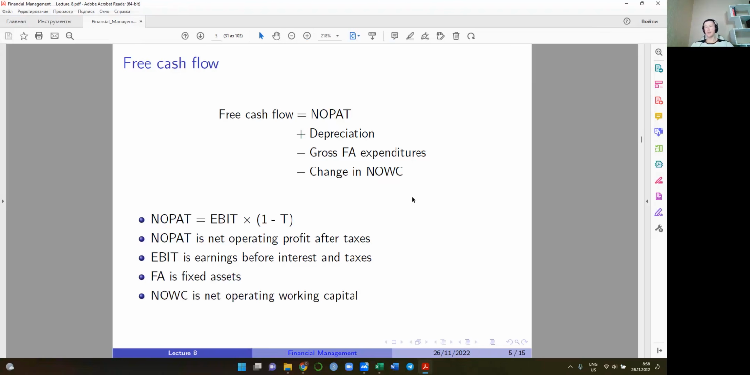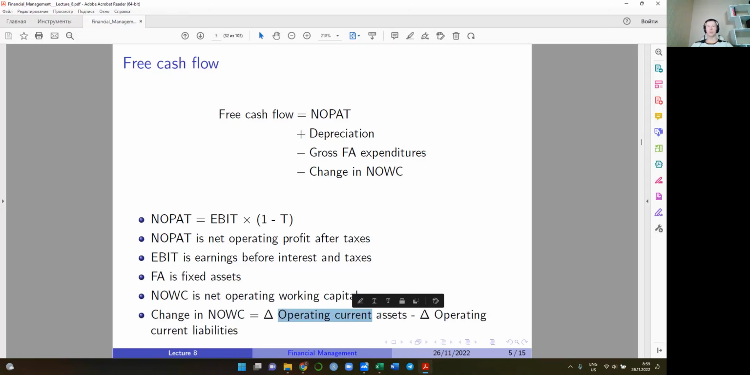So in the next slides, we will discuss the essence of each element from this slide. When we are talking about change in NOWC, we are talking about delta in operating current assets and delta in operating current liabilities.